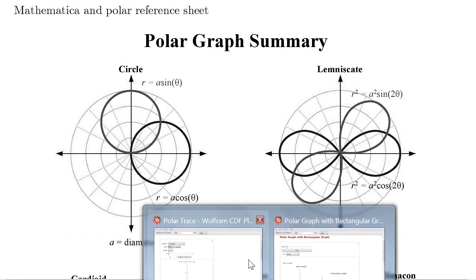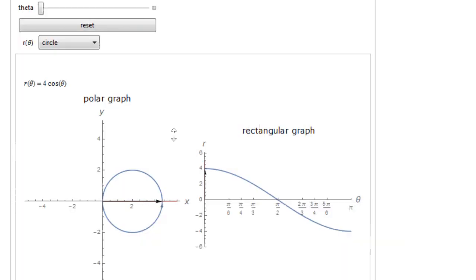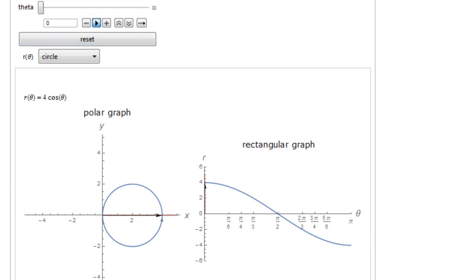So in this video, we are going to get ourselves familiar with some of the polar graphs and see how they plot out. Here we have the rectangular graph versus the polar graph. Theta is our x and r is our y. I'm going to go ahead and animate this, and watch how this draws. The tip of the arrow here corresponds over here.